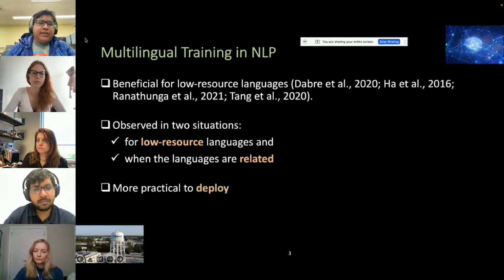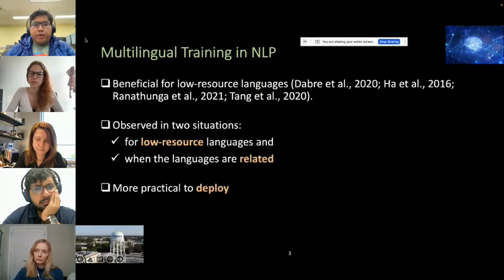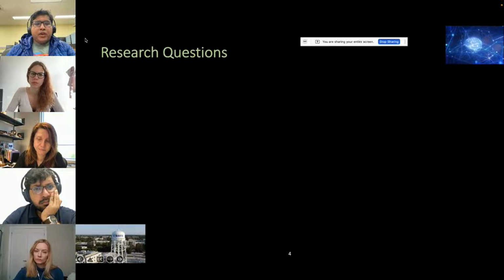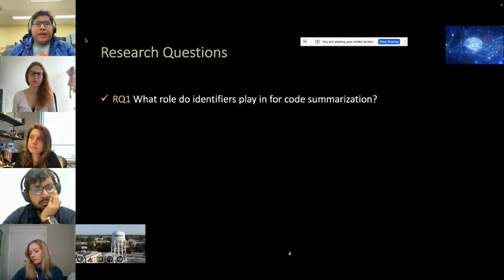There are also advantages of using a multilingually trained model. When we are replacing the monolingually trained models, we are actually replacing multiple models with a single one. So it is more practical and easy to deploy. I have already discussed the two basic ideas that inspired us for this multilingual training approach. So we have two research questions.